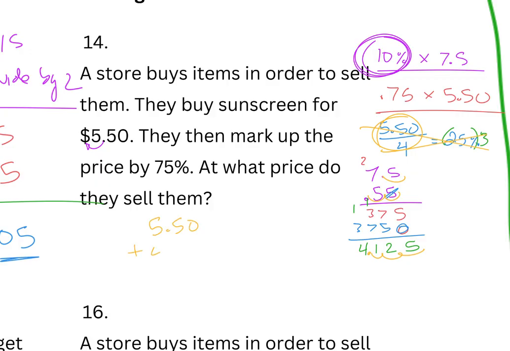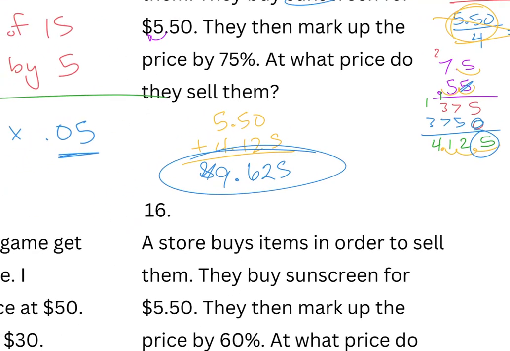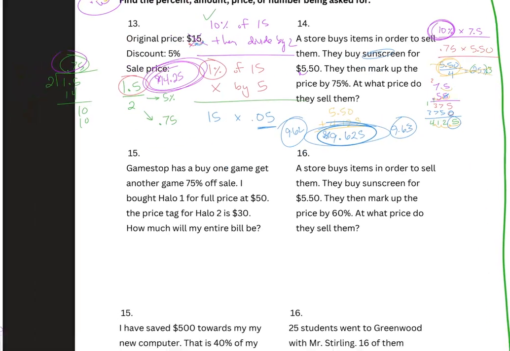They are going to add $5.50 plus $4.125. So you are going to pay $9.625 for this sunscreen. I realize that you don't have to do the half cent, but I went ahead and included it. So if your answer is 9.62, count it. If your answer is 9.63, count it. If your answer is 9.625, count it. If your answer is anything else, no.